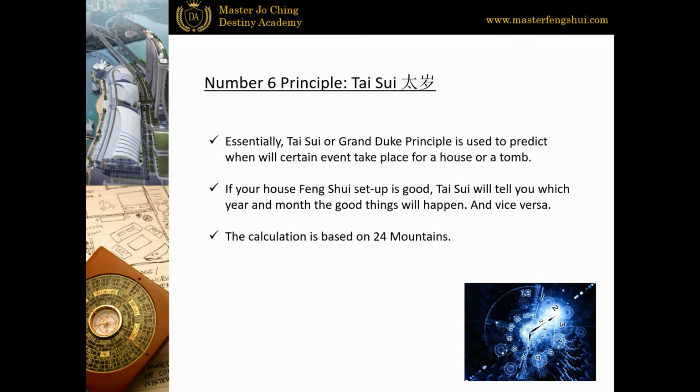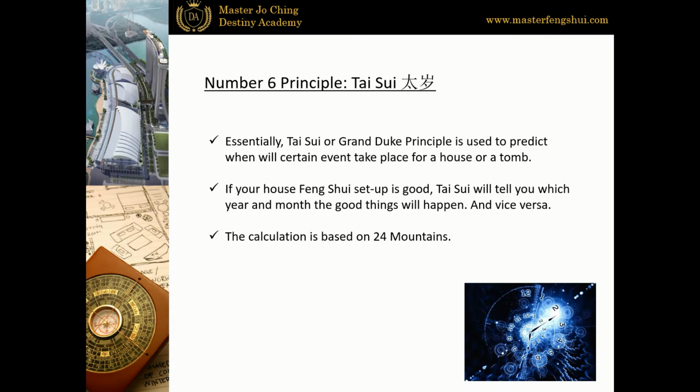Next, we have 太岁法. Essentially 太岁, otherwise known as the Grand Duke principle, is used to predict when certain events will take place for a house or a tomb. If your house Feng Shui setup is good, 太岁 will tell you which year and month the good things will happen, and vice versa. Meaning, if your house Feng Shui setup is no good, or outside your house there are poison arrows, there are 煞气, we will use the 太岁 method to help us predict when all these bad things will happen.